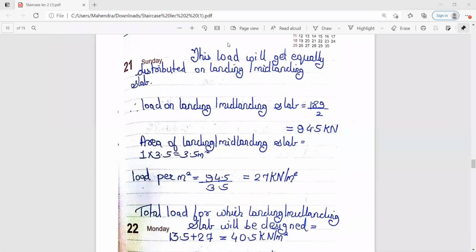The 13.5 that you had calculated in step number 2, that is the calculation of load, you are going to consider over here, plus the load per meter square, that is 27. So 13.5 plus 27, you are going to get 40.5 kilonewton per meter square. Okay, do up till here. And if any doubts, you can ask.